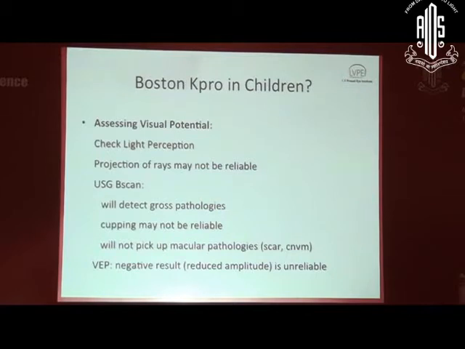So, would you choose a child as a patient, as somebody to think of doing a Boston type 1 keratoprosthesis? There are many issues in children, and the most important aspect is in assessing visual potential. There are many conventional ways of doing it. Check for light perception, projection of rays may not always be reliable in children. They have to understand what exactly you're trying to do. A B-scan might tell you there's some gross posterior segment pathology, but you miss scleral pathologies, you miss an optic disc cupping if it's there. And a VEP, if it's positive, that's nice, but if it's negative, it doesn't really rule out a lot of things. It's not always very reliable.